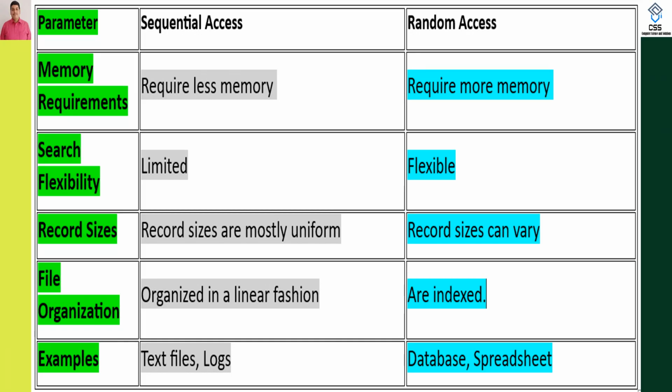When you search for information alphabetically or numerically, it fetches the information directly from one position to another, which is a simple example of random access. So that is the basic differentiation between sequential access and random access.